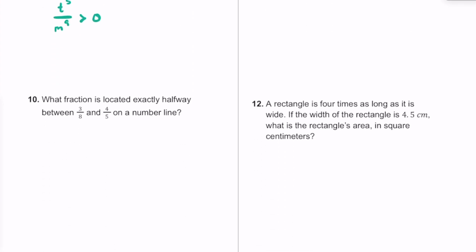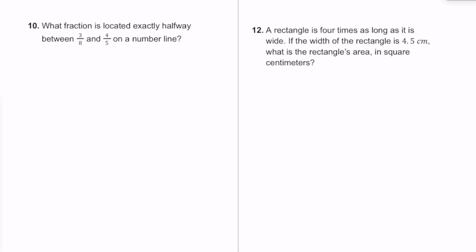All right, for number 10, it looks like we are going to go ahead and see if we can find a fraction that is located exactly halfway between 3/8 and 4/5 on a number line. Now, there's a few ways we could go about doing this, but if we know it's exactly halfway in between them, you can think about it being our midpoint or the average of these two fractions. So to find the average of these two fractions, I'm just going to add the two fractions and then divide that by 2.